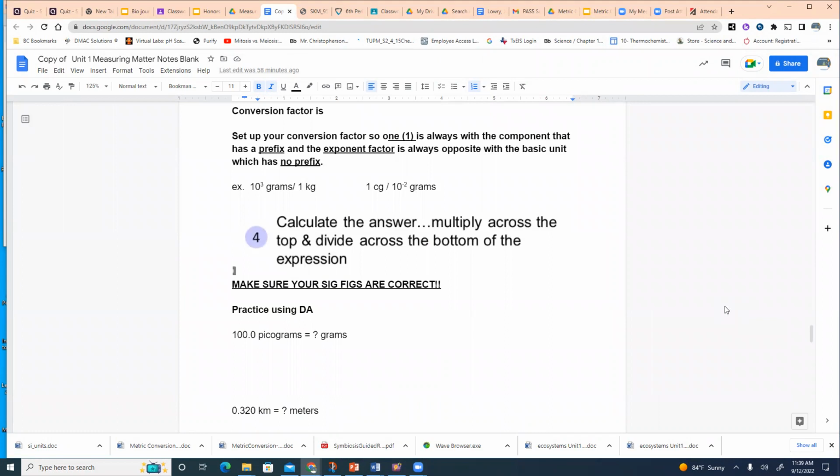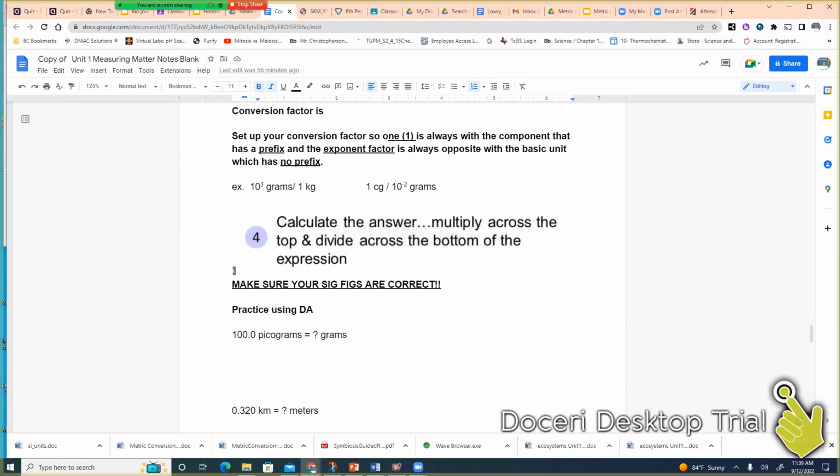All right. So you want to set up your conversion factor. This is kind of a big deal. Set up your conversion factor so that the 1 is always with the part of the conversion factor that has the prefix, and the exponent part is with the part of the conversion factor that has no prefix. So for example, kilo: if we look on our chart, it's 10 to the 3rd. So if I want to use it as a conversion factor, I say 10 to the 3rd grams is equal to 1 kilogram.